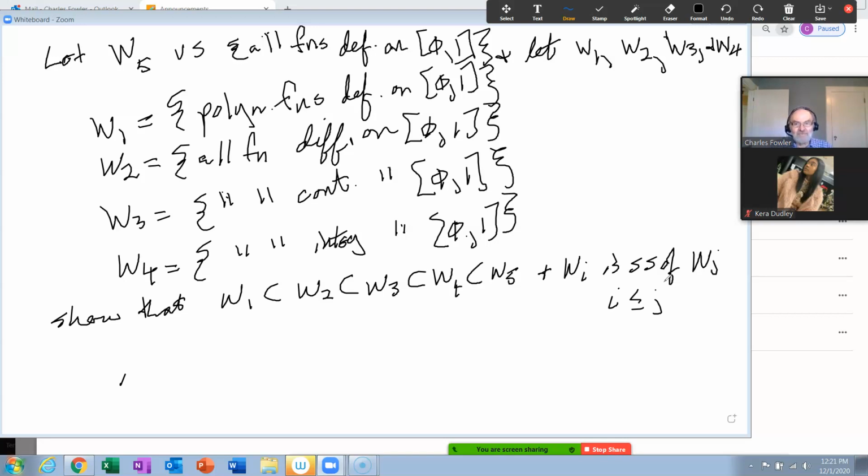All continuous functions are certainly integrable, but not all integrable functions are continuous. That's harder for me to give a counterexample to. And certainly all integrable functions are functions, okay, but not all functions are integrable. Okay, so I think we already did that as we were going. Now let's get down to leading into theorem 4.6.